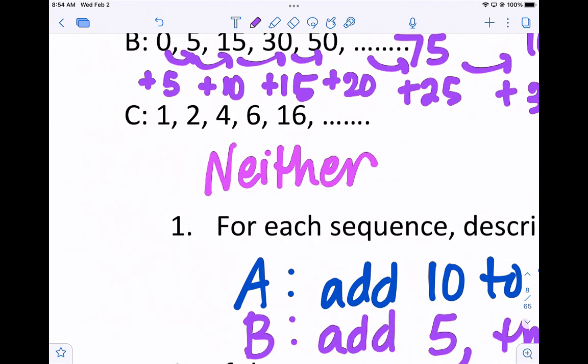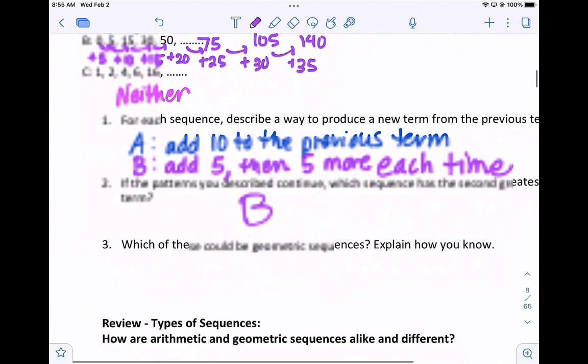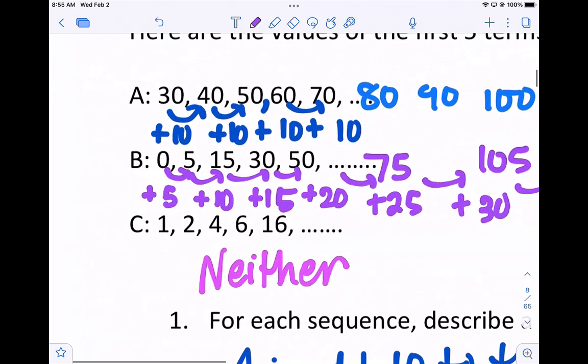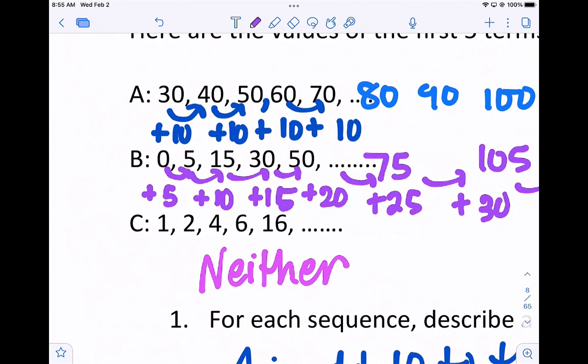Okay, we can already see that B is going to have the bigger value, and I'm not sure about C because I don't really see the pattern, at least for C. Which of these could be geometric sequences? Explain how you know. So I don't think, unless we change some of the numbers, that any of these could be geometric sequences because you're not multiplying by the same term every time.